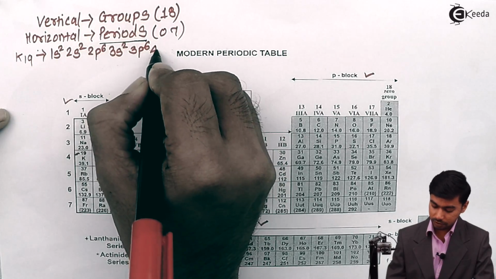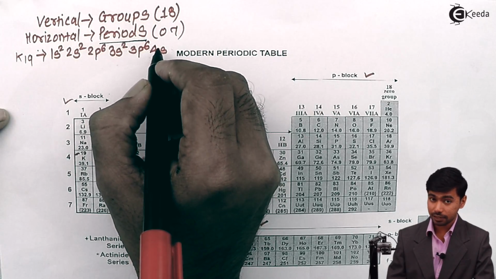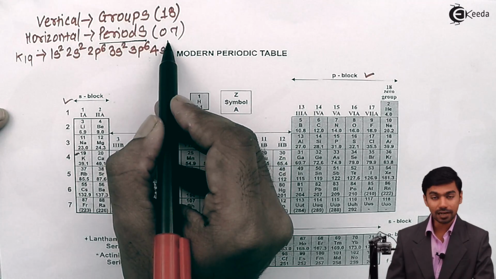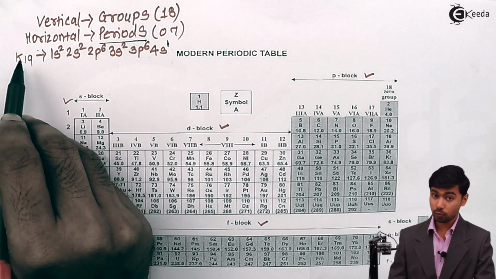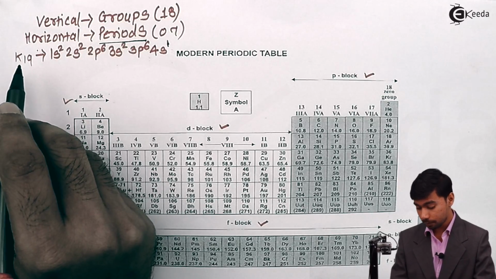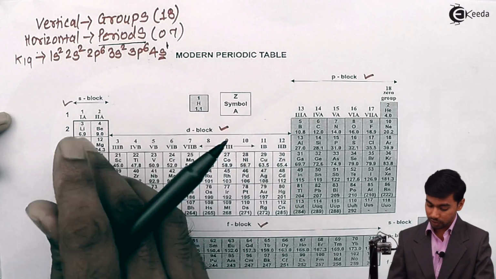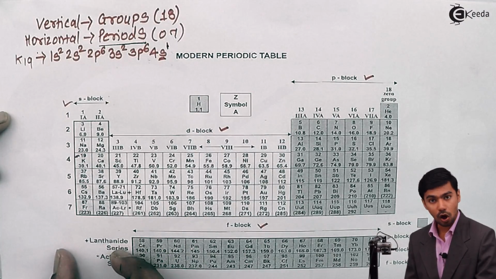So we can put it here 4s. And how many electrons? 1. So we can put a 1. So the last electron of potassium, or we can say a valence electron of potassium, is entering into the s subshell. So it is considered as s block.